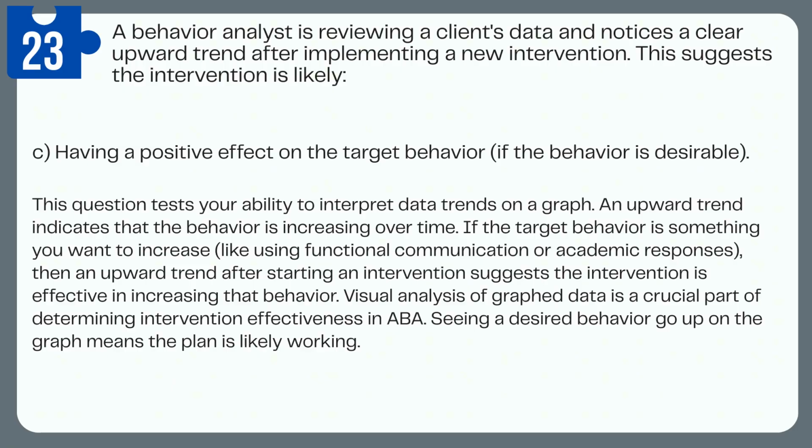Answer. C. Having a positive effect on the target behavior if the behavior is desirable. This question tests your ability to interpret data trends on a graph. An upward trend indicates that the behavior is increasing over time. If the target behavior is something you want to increase, like using functional communication or academic responses, then an upward trend after starting an intervention suggests the intervention is effective in increasing that behavior.